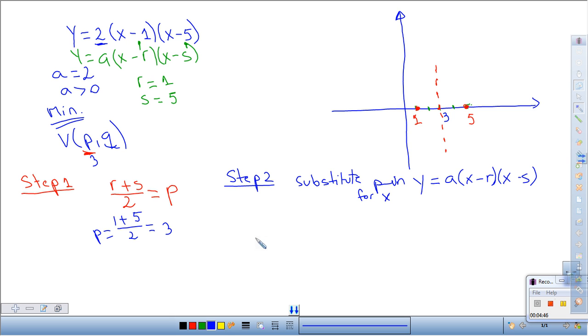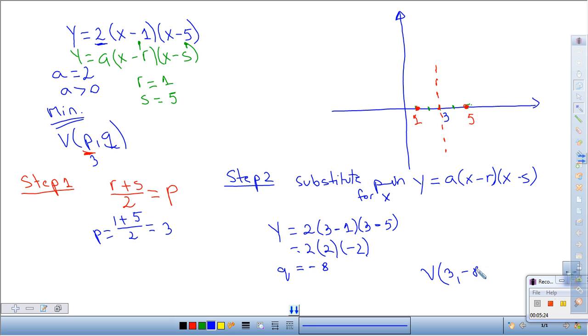So let's look at what my equation is going to look like. I have y equals 2 times 3 minus 1 times 3 minus 5 equals 2 times 2 times -2 equals -8. So that q, or the y value of the vertex, is -8. And I can now conclude that the vertex is given by the coordinates V. The vertex is 3 and -8.